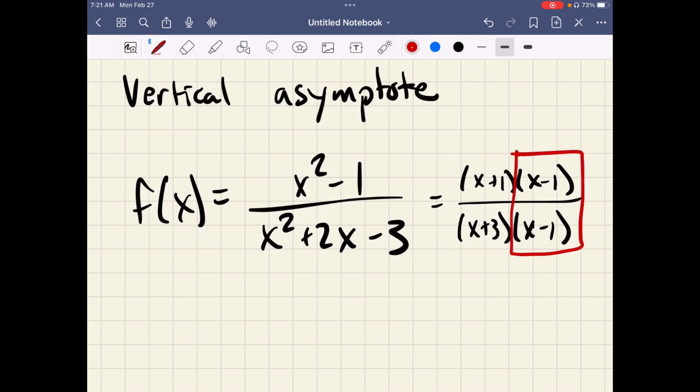Now, before we talked about the holes being when the numerator and the denominator have the same factor. So for example, that one right there would be the hole. Set that equal to 0, and I find what that is. That will tell me where my hole or my discontinuity is.